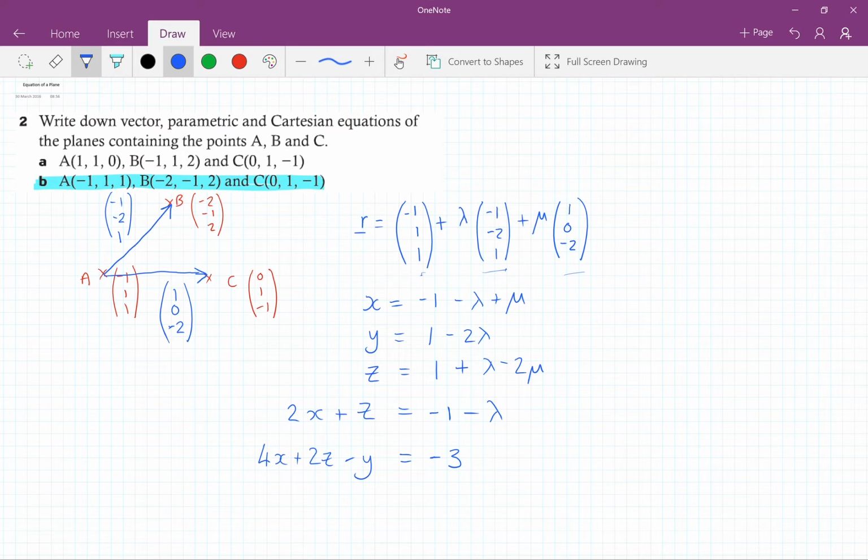So this is the Cartesian form of the plane.